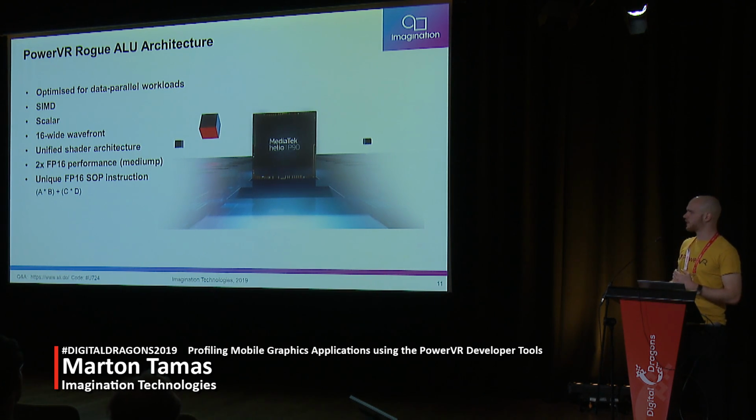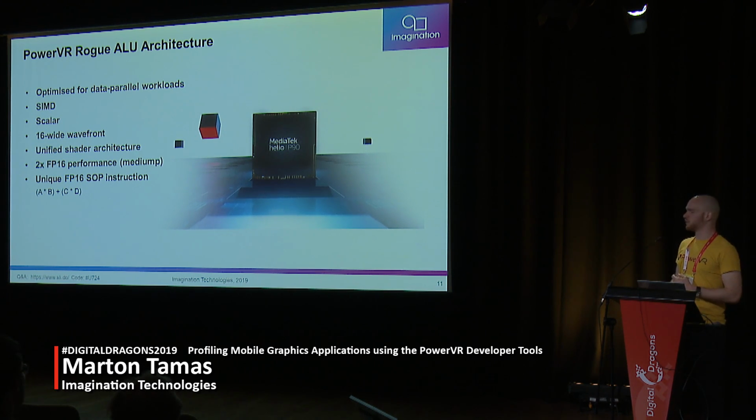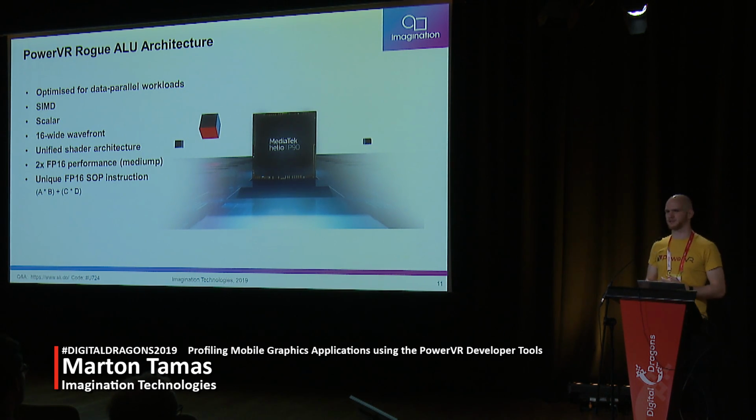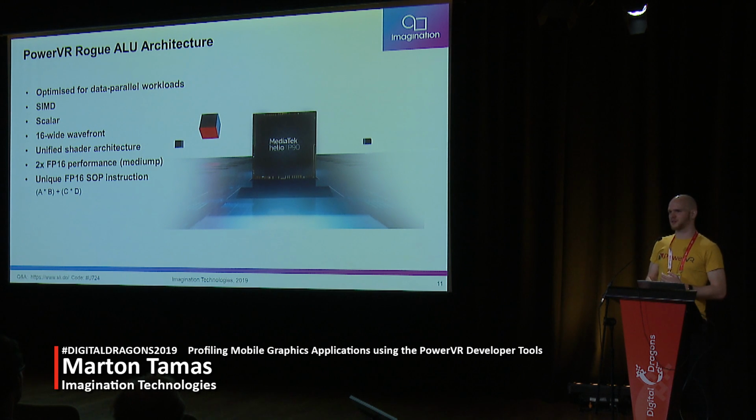The other thing that we have is the half precision ALU pipeline, which has doubled the performance of the full precision one. So please use mediump wherever possible, because it essentially gives you free performance that's available for you to utilize. It is quite a unique ALU architecture because it implements the sum of products instruction that you can see on the slide. You do need to be aware of that. So please, if you're optimizing for PowerVR, make sure that you design your algorithms and your math so that it looks something like that all the time.